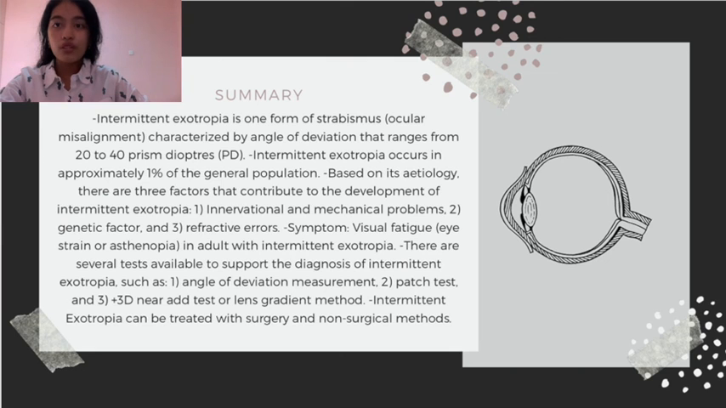Intermittent exotropia is one form of strabismus or ocular misalignment, characterized by an angle of deviation that ranges from 20 to 40 prism dioptries. Intermittent exotropia occurs in approximately 1% of the general population. Based on its etiology, there are three factors that contribute to the development of intermittent exotropia: one, innervational and mechanical problems; two, genetic factors; and three, refractive error.